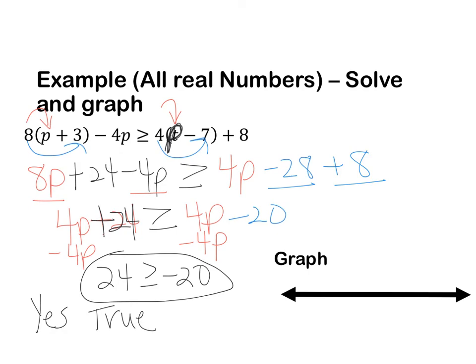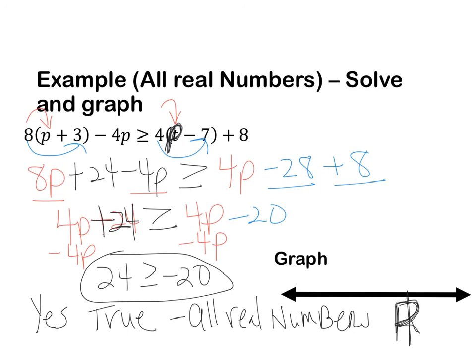Whenever you have a true inequality, your solution is all real numbers. What that means is any number you substitute in will satisfy this inequality. And instead of writing out the words all real numbers, you can use the symbol for all real numbers, which is a bold capital R with a line through it. And what the graph looks like of an inequality that has a solution for all real numbers.